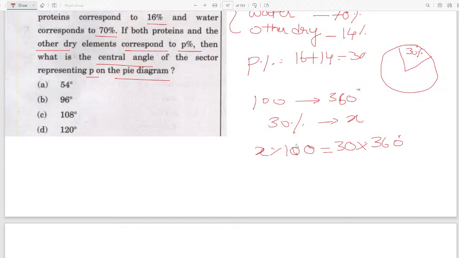Remove this and I'll remove this, remove this and I'll remove this. x is equal to 6 into 3, that is 6 into 3. 3 sixes are 18, 1, 3 threes are 9, 10. So this is 108 degrees. The correct answer is option C. I hope this is clear. If you have any doubts, please ask.